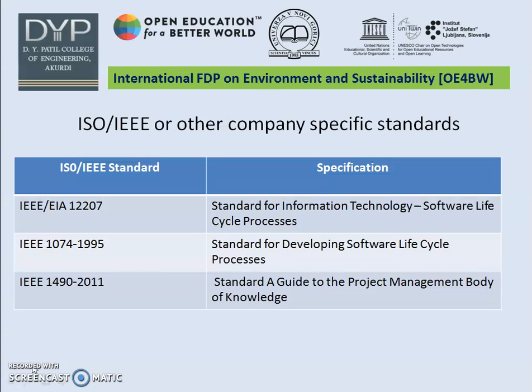So these are some ISO and IEEE standards based on software development. First one is IEEE 12207. It is a standard for information technology software lifecycle process. Second one is IEEE 1074 1995. It is a standard for developing software lifecycle processes. And the third one is IEEE 1490 2011. It is a standard guide to the project management body of knowledge.